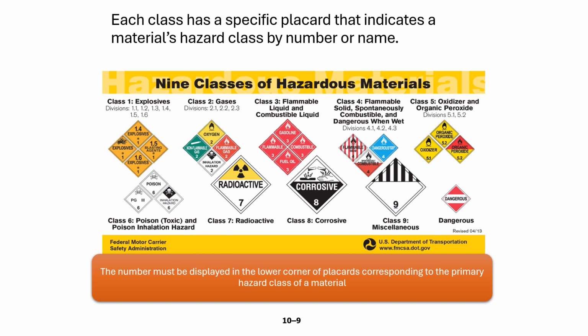Each of these 9 hazard classes has a specific placard that identifies the class of materials and assists an inspector in identifying the hazard associated with the product. A material's hazard class is indicated either by its class or division number, or name. The hazard class or division number must be displayed in the lower corner of the placards corresponding to the primary hazard of a material.